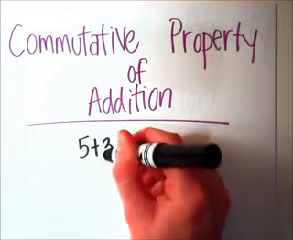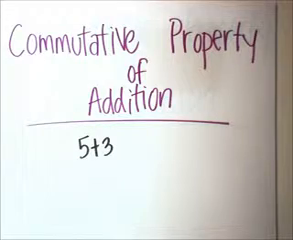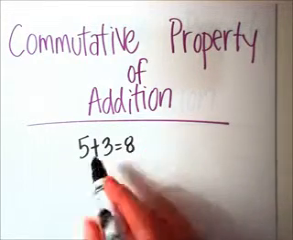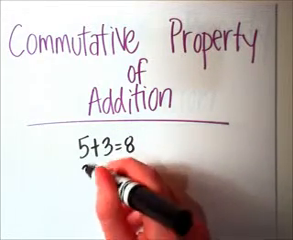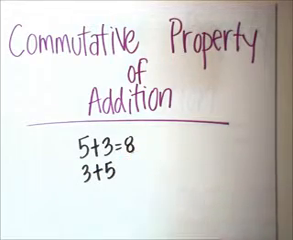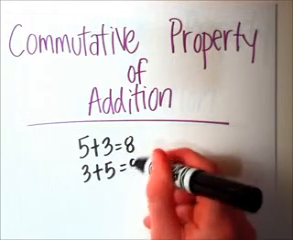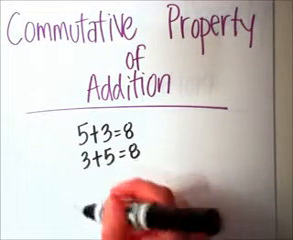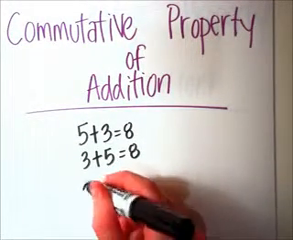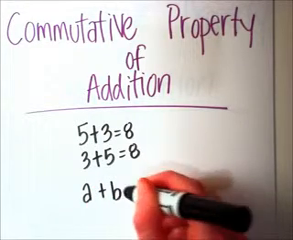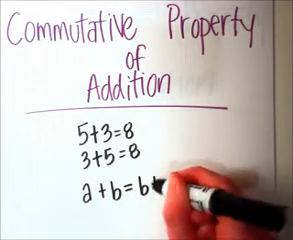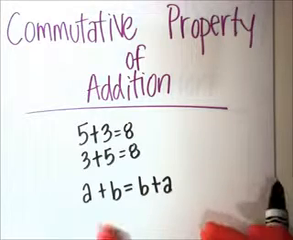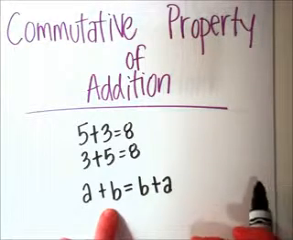For example, I can do 5 plus 3 and get 8. If I reverse the order of the addends to 3 plus 5, that is still 8. If we write this using variables, this is frequently written as A + B = B + A, where A and B represent any numbers.